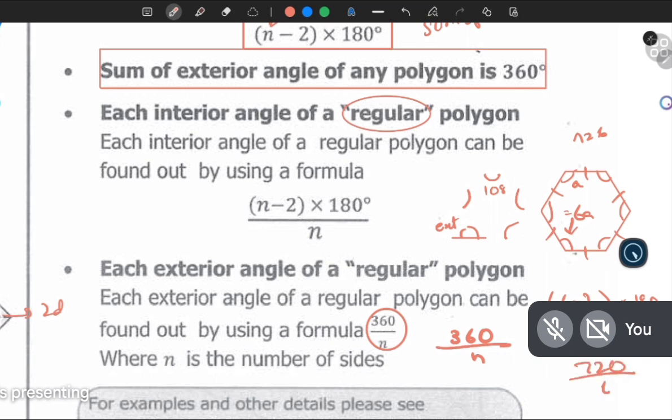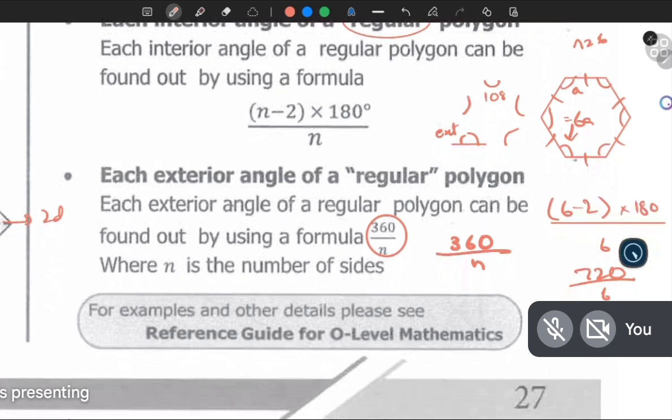720 over 6, which gives me 120, right? Similarly, if I wanted to find the exterior angle of a regular polygon, I know that the sum will always be equal to 360.